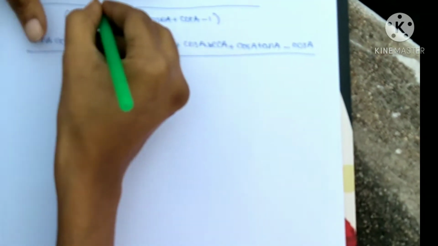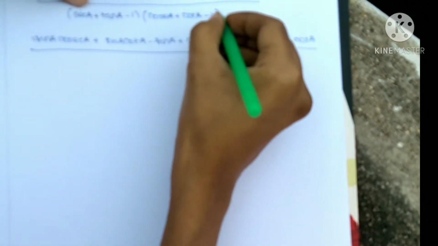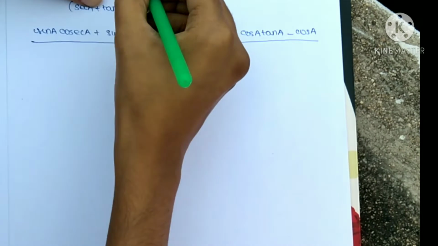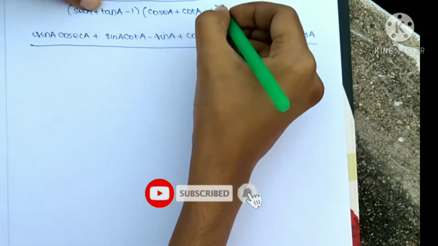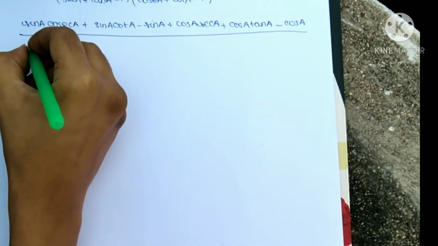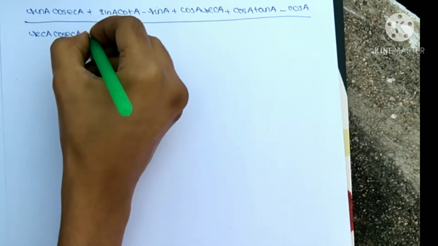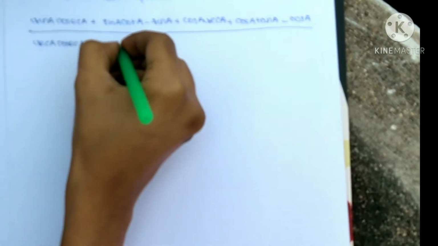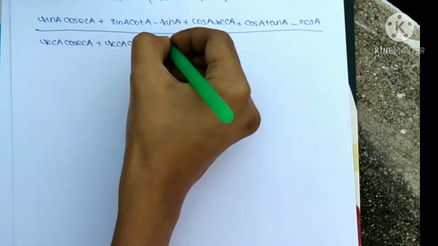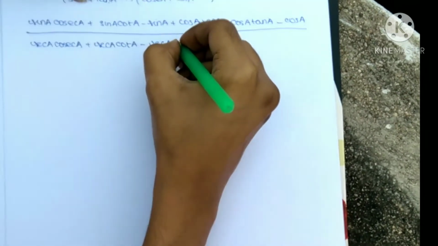Okay, the denominator also, multiply inside. First secant A into cosecant A, then cot A minus 1, then take tan A, multiply cosecant A, cot A minus 1. Okay, let's do as it is. Secant A into cosecant A plus secant A into cot A minus secant A. Secant A term, that's all.